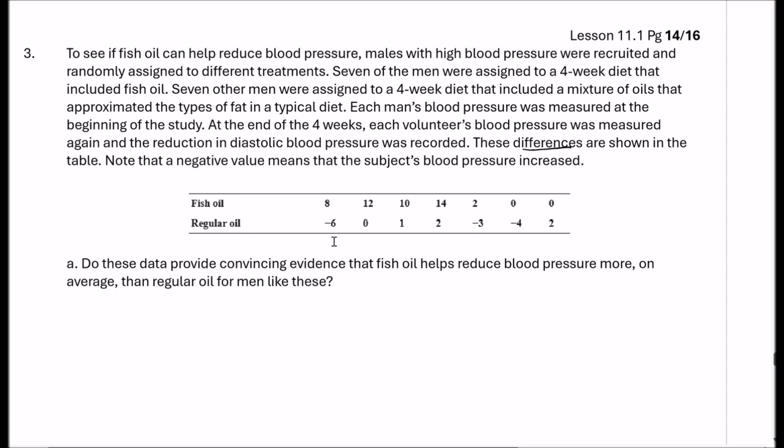It says that these are 2 different groups, okay? 7 of the men were assigned to a 4-week diet with fish oil, and then 7 other men were assigned to a 4-week diet, okay? So these are not the same men given fish oil and then given regular oil later on. These are 7 different men in each group, right? That were assigned, and then they were comparing. Each man's blood pressure was measured at the beginning of the study, and at the end of the study, after the 4-week diet, they recorded the difference in blood pressure, final minus initial, and this is what they reported, right? But this is not a paired t-test. This is a 2-sample t-test. So you just want to be careful with that, okay?